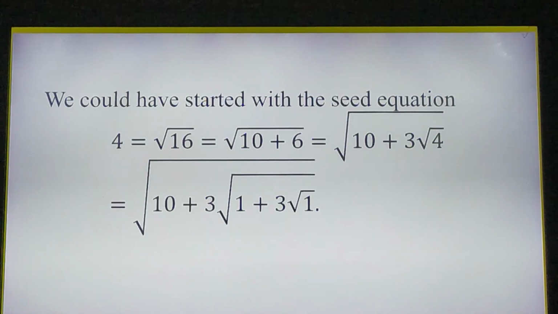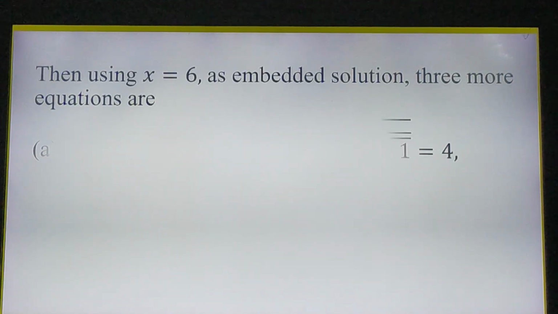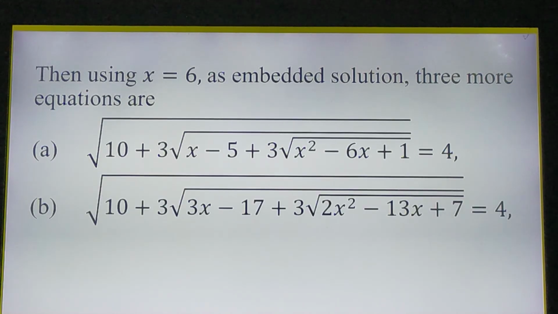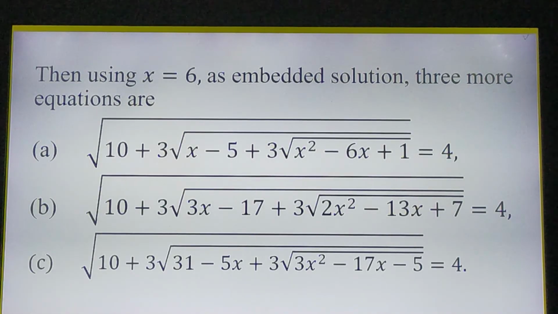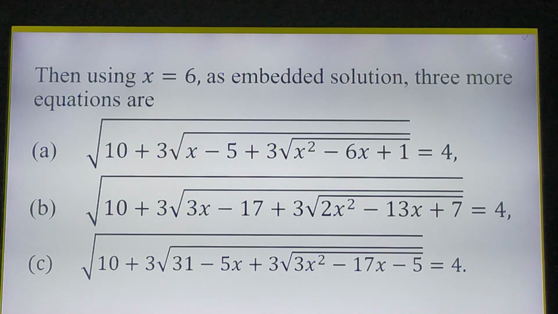We could have started with the seed equation 4 is equal to the square root of 10 plus 3 times the square root of 1 plus 3 times the square root of 1. Then using x equals 6 as the embedded solution, the three more equations are these. So we now have 3 more using x equals 6 as a solution.